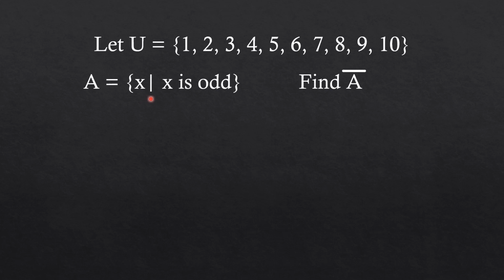So that's good. So now all I have to do is look at the odd numbers that are in here. So the odd numbers, to remind you, 1, 3, 5, 7, and 9. So then A complement is everything that's left over. So it would be 2, 4, 6, 8, and 10.